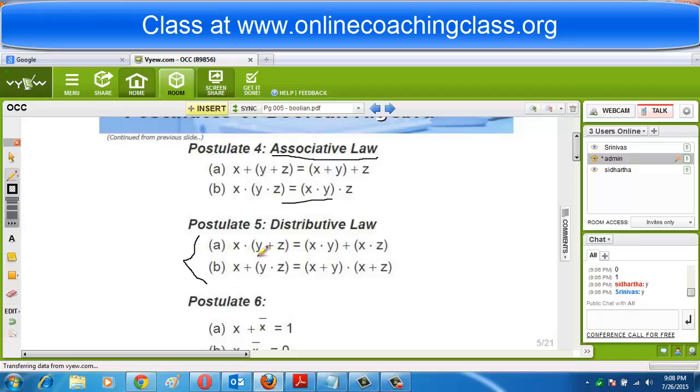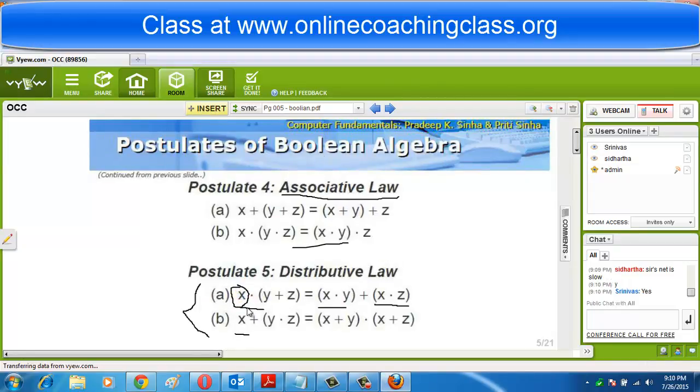Okay, now see this postulate. X dot (y plus z), we can write x dot y plus x dot z. We can prove later on. All postulates have been proved. And again, x plus y dot z, we can write (x plus y) dot (x plus z). The basic funda is, like a simple algebra, if we multiply x into (y plus z), the result will be xy and xz. So it is easy. But in case of x plus y dot z, it is not like that. But we can prove it.